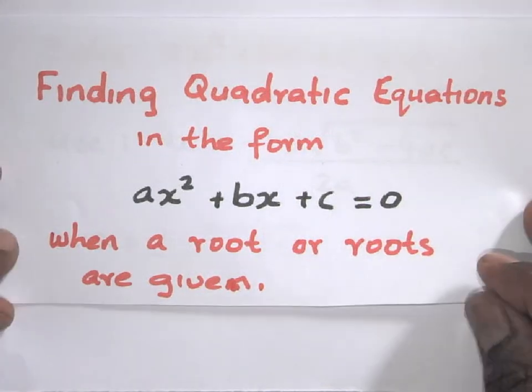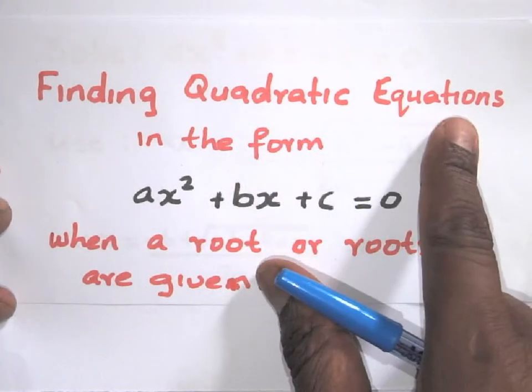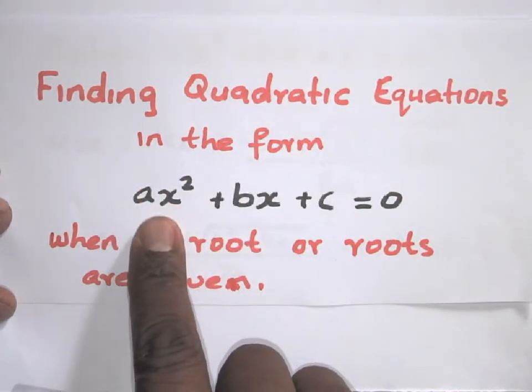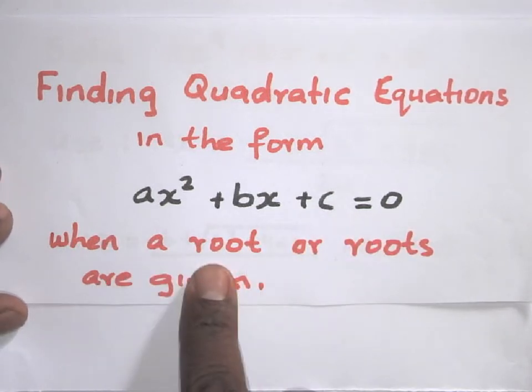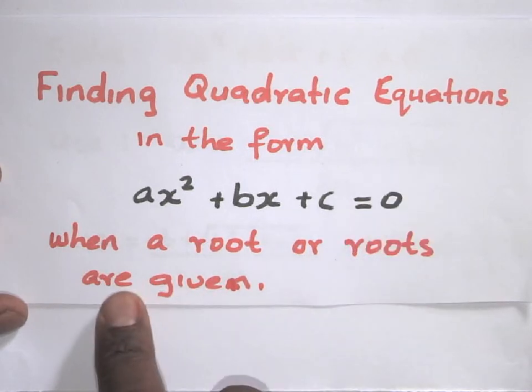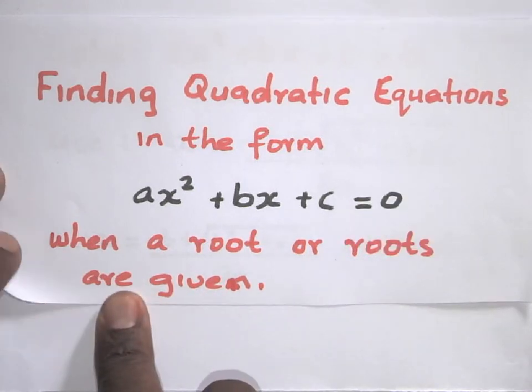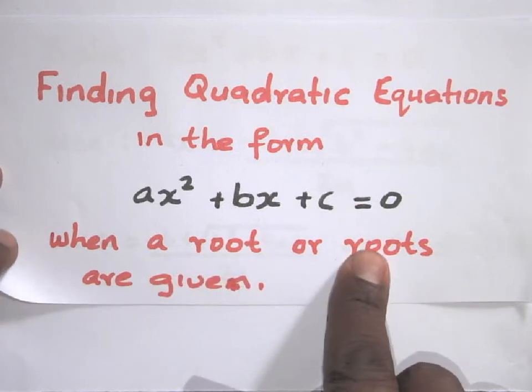Hi, grade 11s. Today we'll be finding quadratic equations in the form ax squared plus bx plus c equals 0 when a root or roots of that equation is or are given. Now we may wonder what that means when they talk about root or roots.